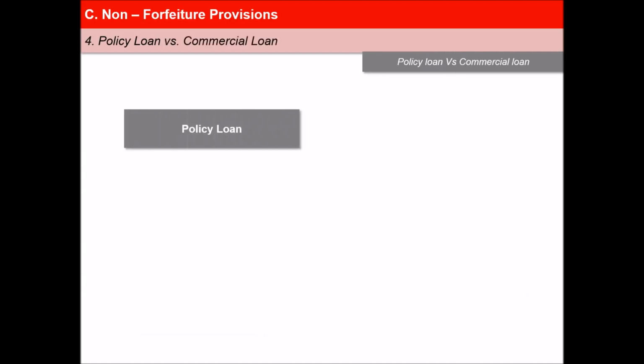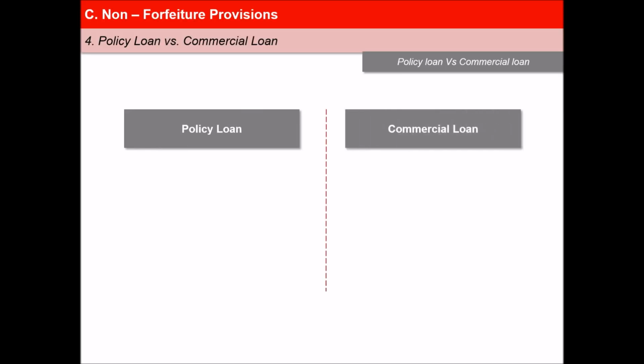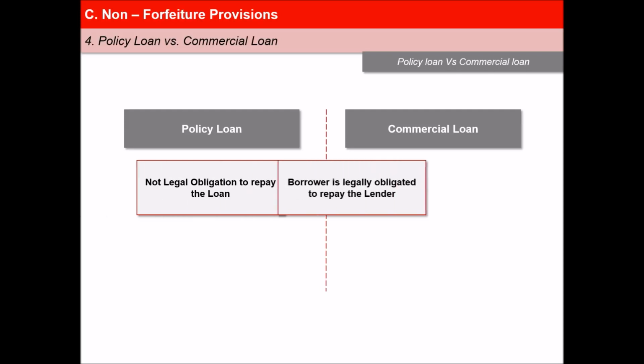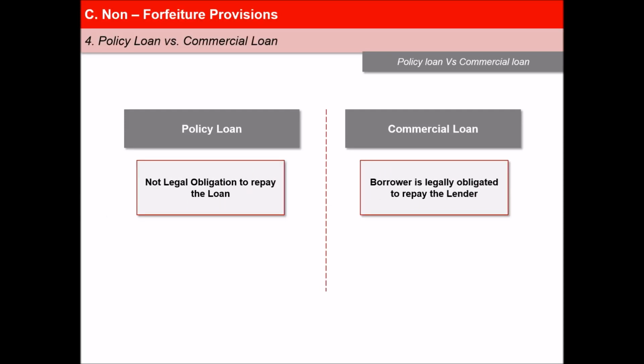A policy loan is different from an ordinary commercial loan in 2 respects. First, in policy loan, the policy owner is not legally obligated to repay the loan. She can repay all or part of the loan at any point of time she chooses. Whereas in commercial loan, the borrower is legally obligated to repay the lender.